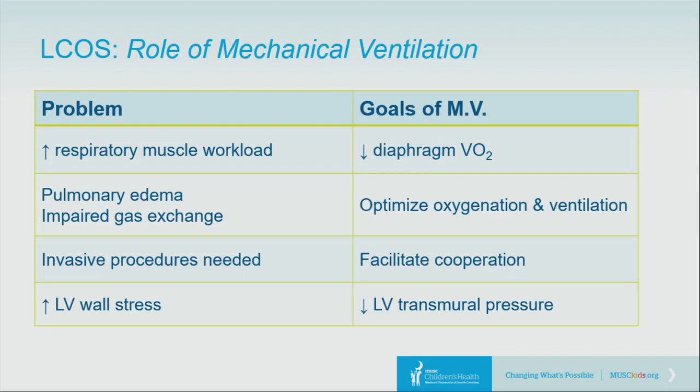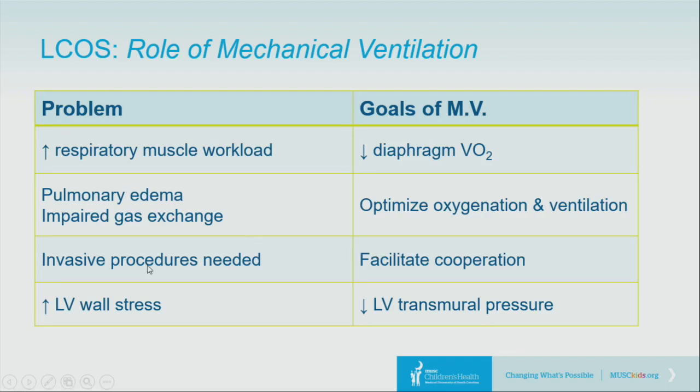So a little bit more about mechanical ventilation in patients with low cardiac output states. We've talked about the respiratory muscle load in the diaphragm quite a bit already. Obviously, if you've got problems with pulmonary edema or a pulmonary infection in a patient with decompensated heart failure, positive pressure and mechanical ventilation can serve to optimize your oxygenation and ventilation. If you've got a respiratory acidosis, you can correct that. That will decrease your systemic oxygen consumption. It also facilitates the use of invasive procedures.